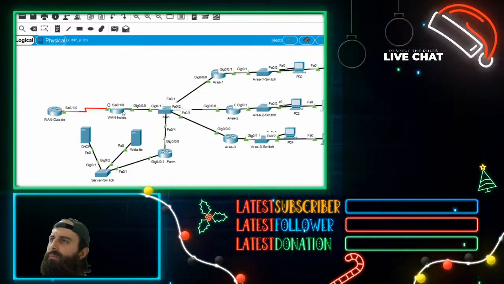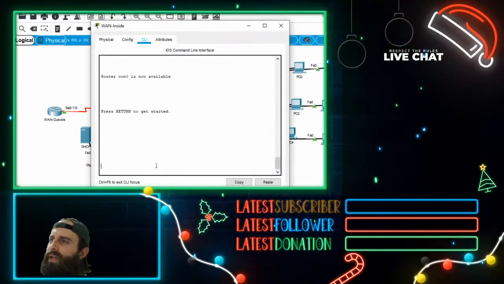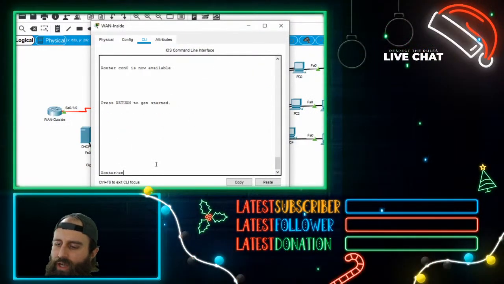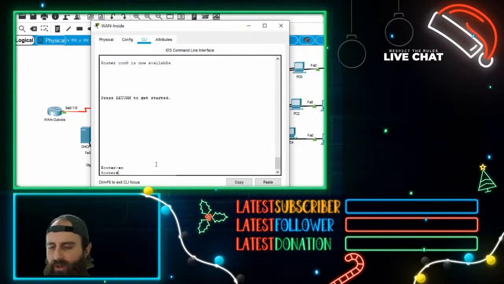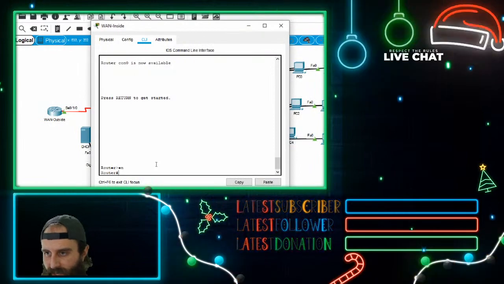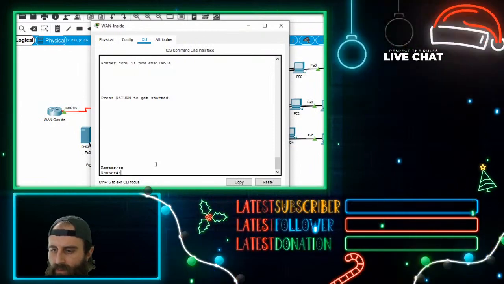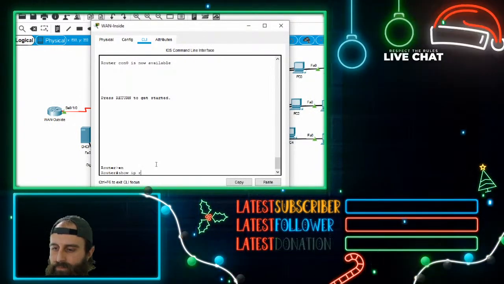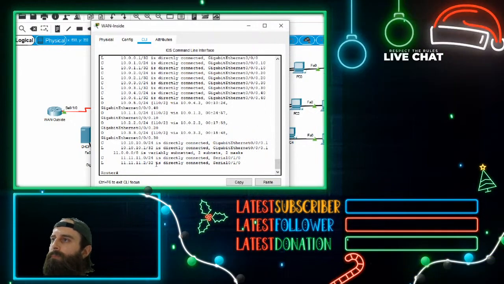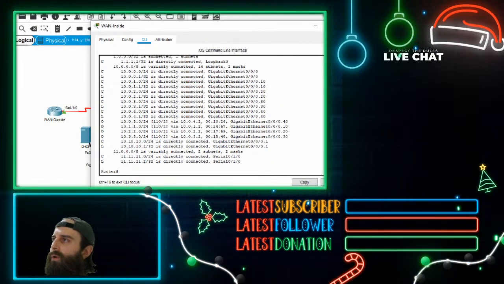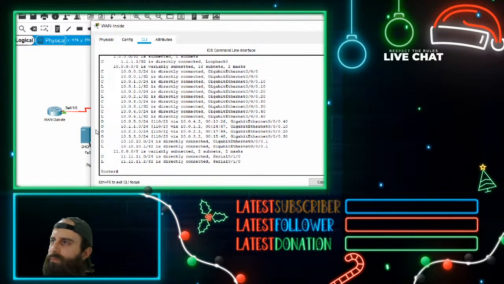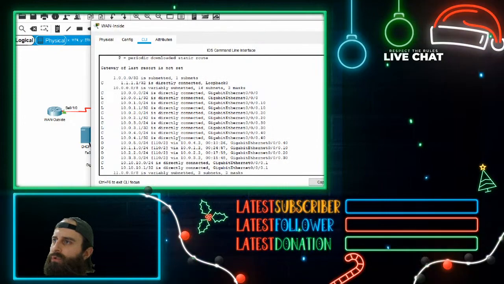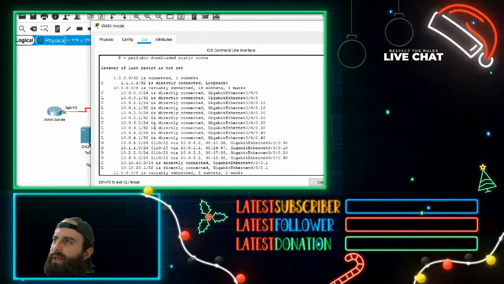And like I said, we have connections. Let's look at our routes again on our WAN inside router, our wide area network inside router. And now we have a nice full table of routes here. This is our nice, beautiful table of routes.